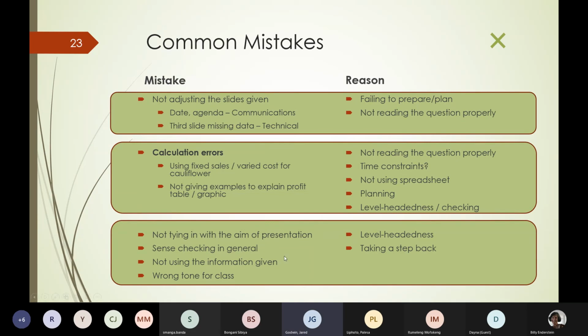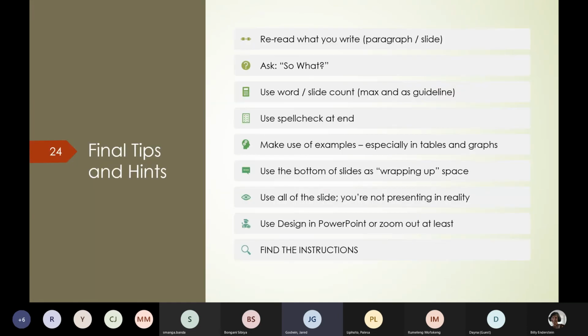Sense checking in general. Just make sure that what you're saying makes sense. Not using information given. These are just broad mistakes, but wrong tone for a class. You might very well have been speaking a bit above the heads of a matric class, for example. What I encourage you always to do is to take a step back and say, so what?